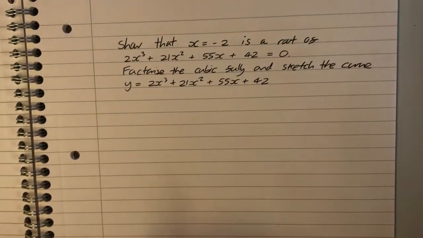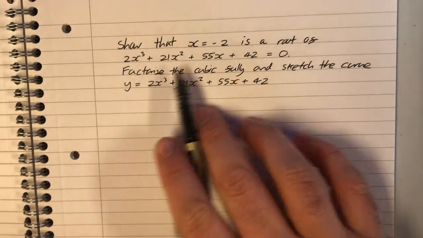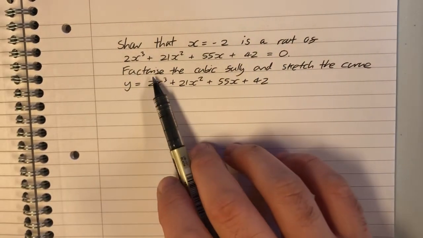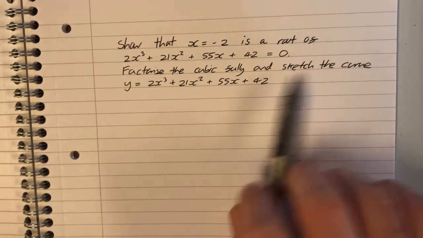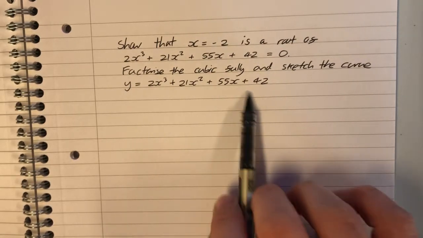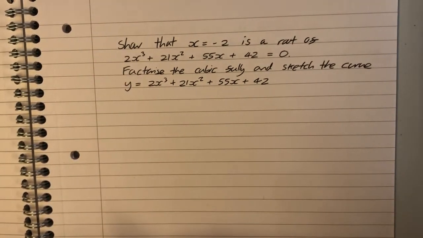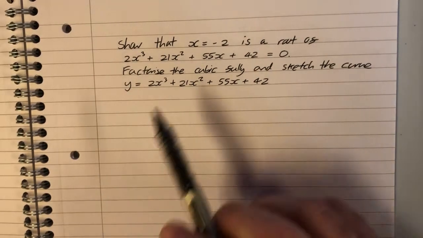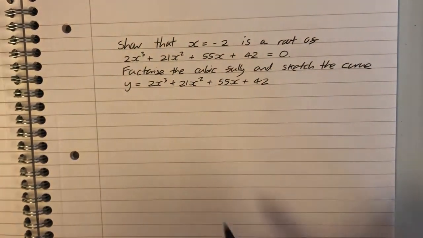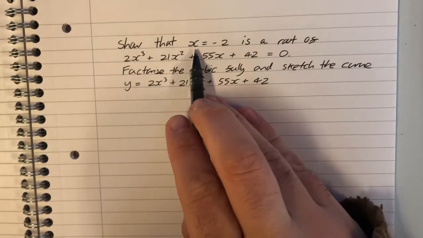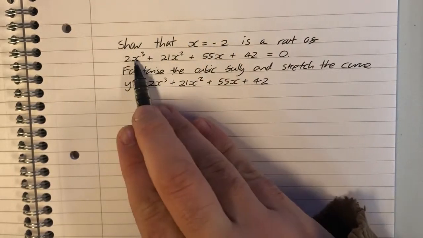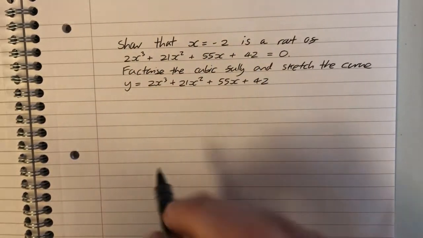Here's my first one. Show that x equals minus 2 is a root of this cubic is equal to 0. Then it says to factorise the cubic fully and sketch the curve of y equals this cubic. So in the previous video, we were given what to divide the cubic by, but in this case, we're not. We're going to use the factor theorem to do so. It does say to show that this is a root. So to show that it's a root, I'm going to take x equals minus 2, and I'm going to plug it into this cubic on the left-hand side.